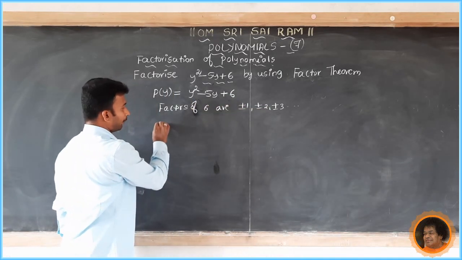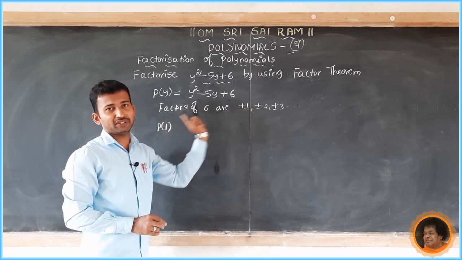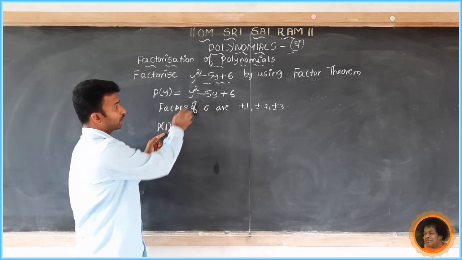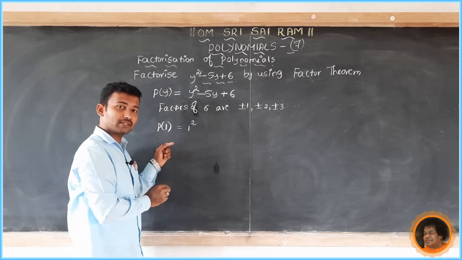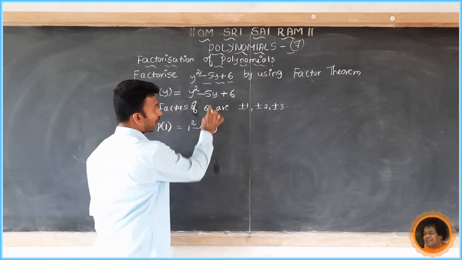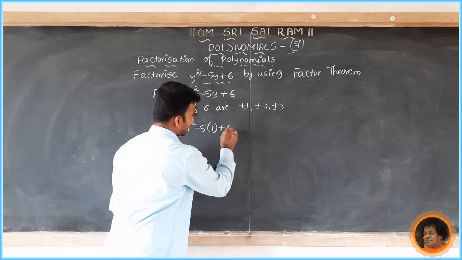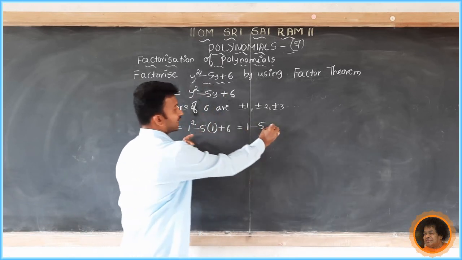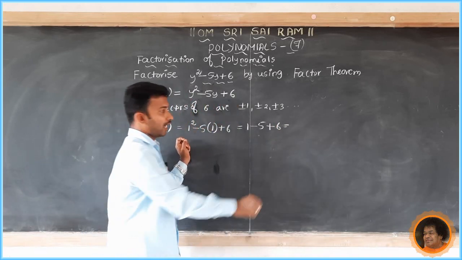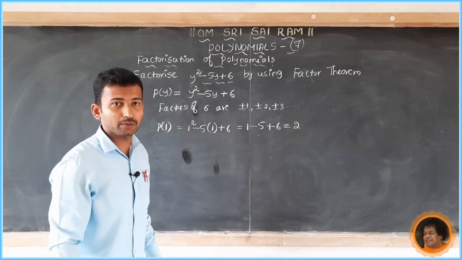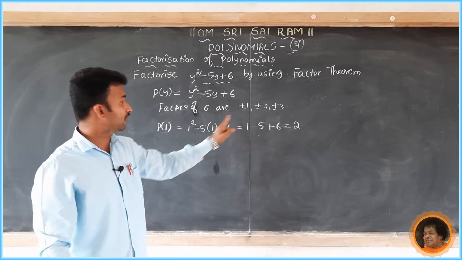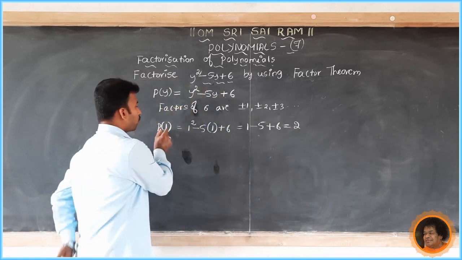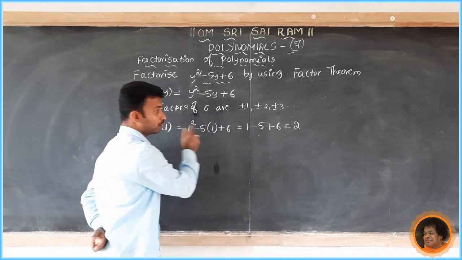So, first consider p of 1. The first factor is plus 1, so we substitute plus 1. P of 1 is equal to, replace y with 1. So, in place of y, substitute 1. So, y square becomes 1 square minus 5 into 1 plus 6. Simplify. 1 square is 1, minus 5 into 1 is minus 5, plus 6. What is the sum? Answer is 2, or the value of this polynomial is 2. We cannot say 1 is a 0 of the polynomial because we got the answer 2. So, 1 gives the value of this polynomial as 2.